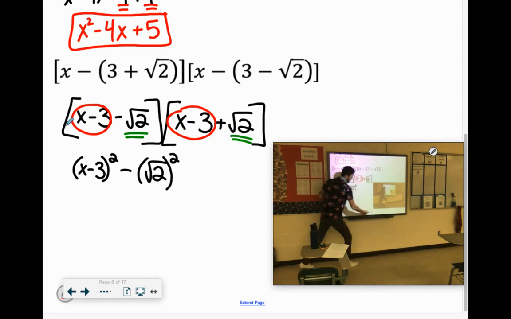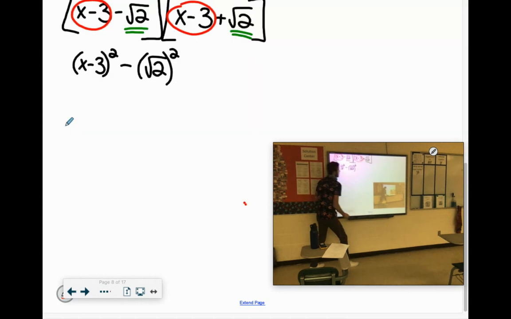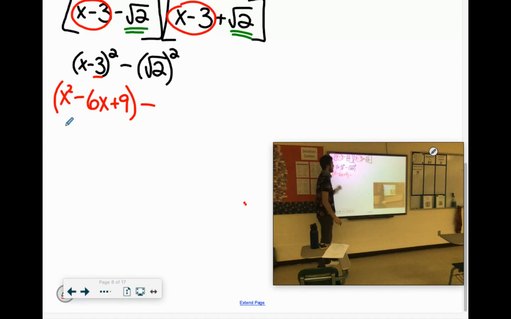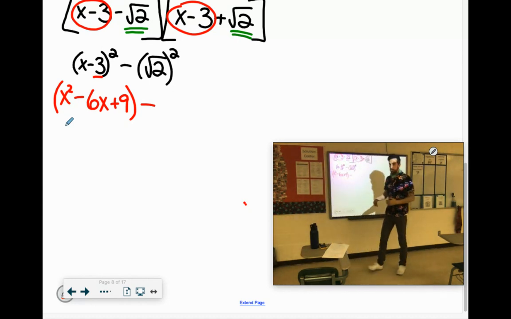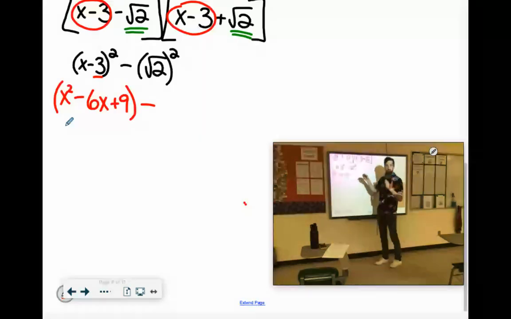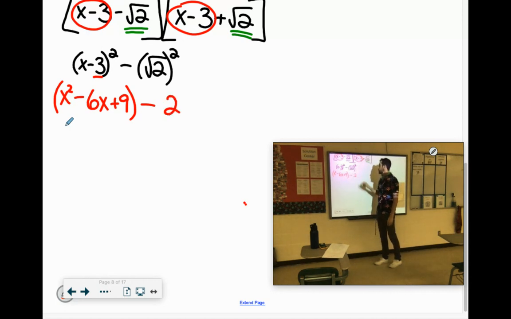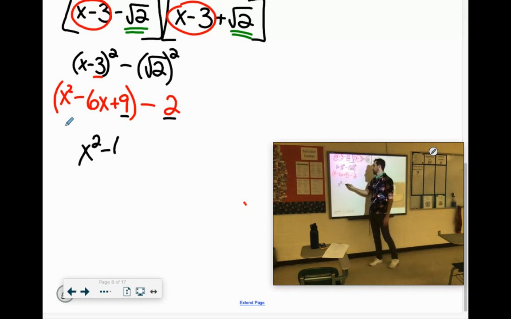So if we square x minus 3, you square the first term, x squared, multiply them together, negative 3x times 2 would be negative 6x, and then you square that last term, 3 times 3 is 9, minus the second term. The square root of 2 squared cancels out, right? Inverse operation, so it just becomes regular 2. And then we can combine our like terms. 9 minus 2 is 7, so we'd have x squared minus 6x plus 7.